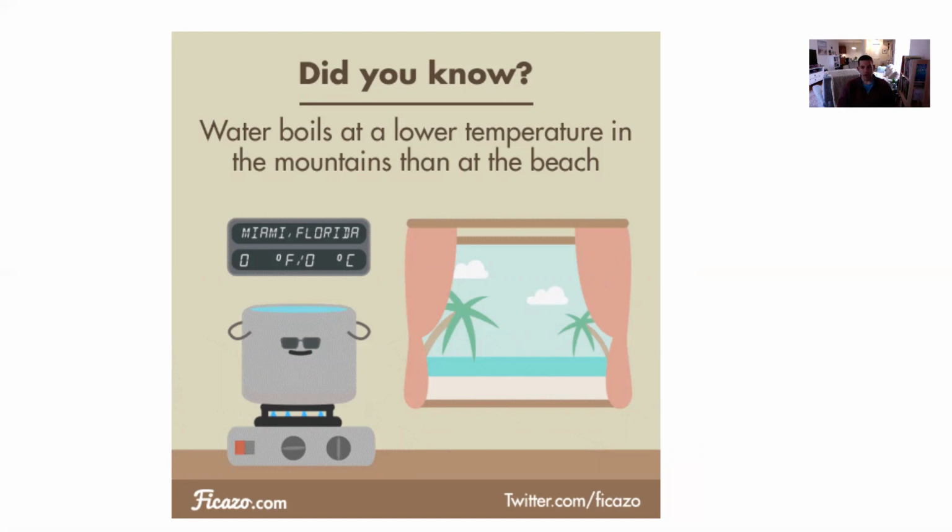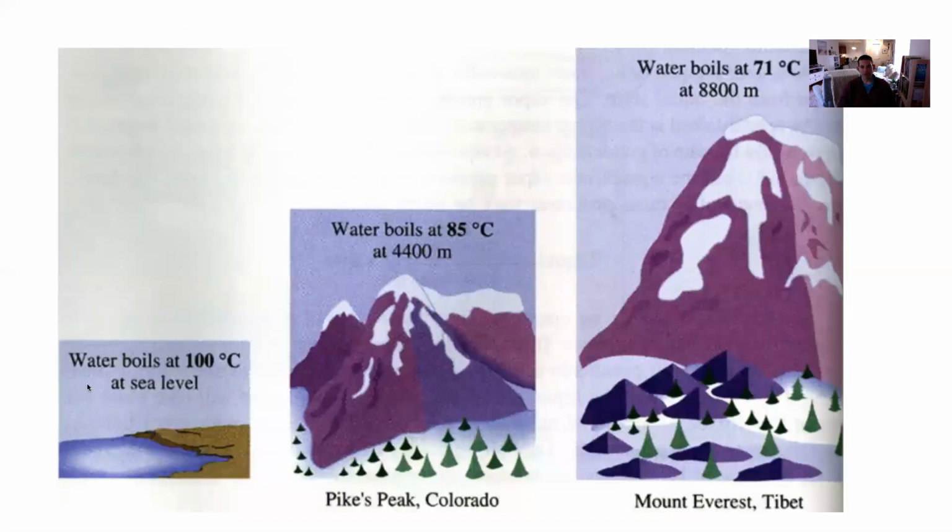Now we're pretty close to sea level, so we don't have a big change. Water boils at 100 degrees Celsius at sea level. As you go higher up, so Pikes Peak in Colorado, it's 4,400 meters above sea level, water boils at 85 degrees Celsius. And on Mount Everest in Tibet, which is twice that height, 8,800 meters, water boils at 71 degrees Celsius. And that's an issue.